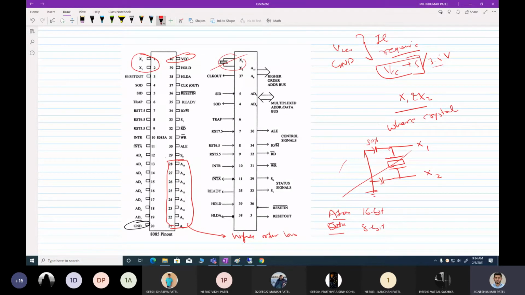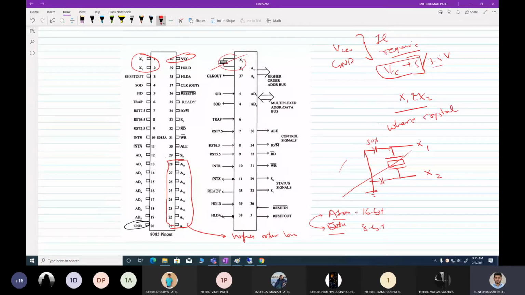Now, to accommodate 8085 on a less pin basis, like only a 40 pin IC or 40 package IC, what they have done is mix up this address bus with the data bus. We have already seen that, but I am just reminding you one more time. Address bus and data bus are combined in case of 8085.